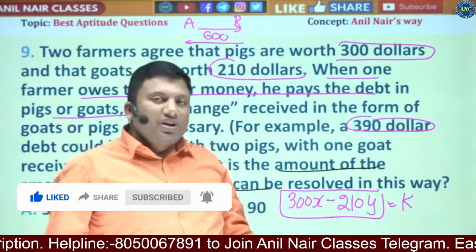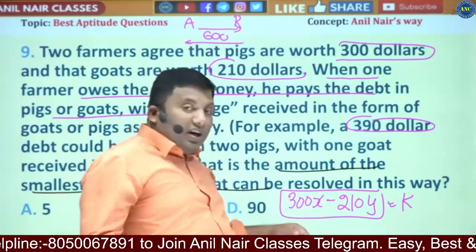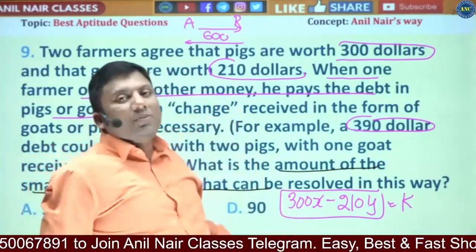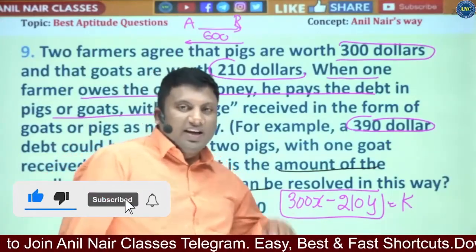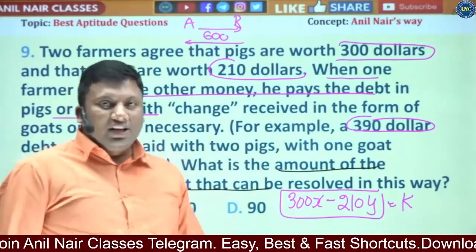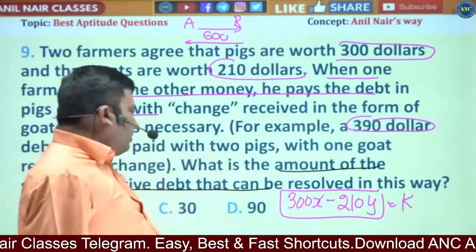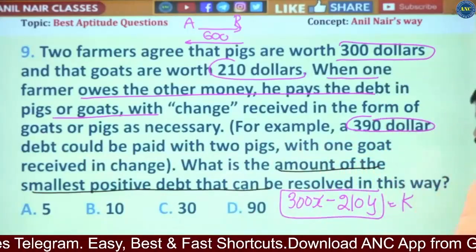90. Suppose I did, for example, 60 rupees. 60 means 300 into 3, 3 pigs I gave, 900. She gave me back 4 goats, 4 into 210 is 840. 900 minus 840 is 60. Like that, multiple are there. What is the minimum possible difference? One by one we will go.